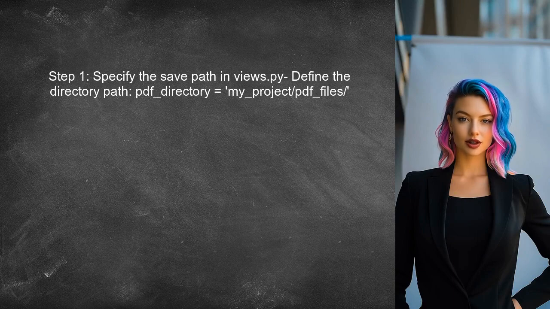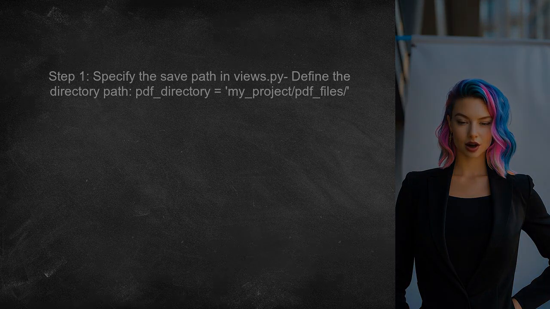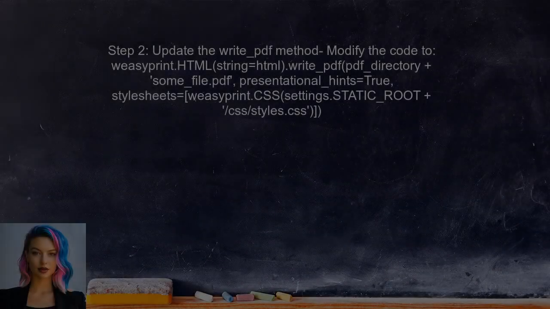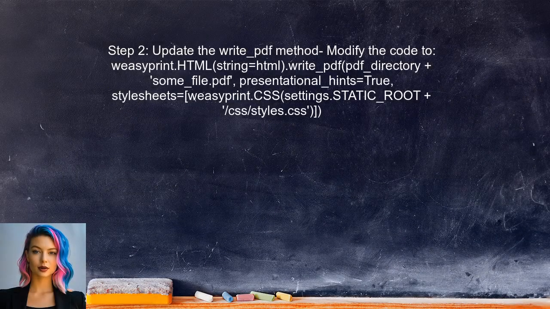To start saving the PDF files generated by WeasyPrint to a specified directory, the user needs to modify the existing code in the views.py file. First, they should specify the path where the PDF will be saved. Next, the user should update the write PDF method to include the full path for the PDF file. This ensures that the generated PDF is stored in the correct location.